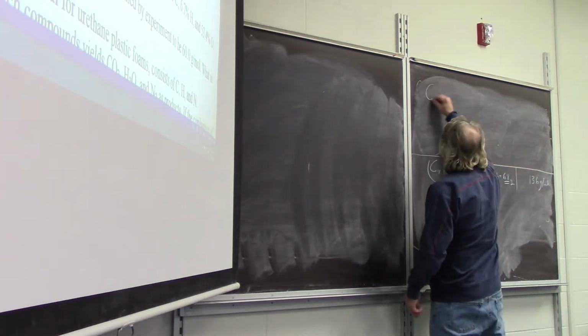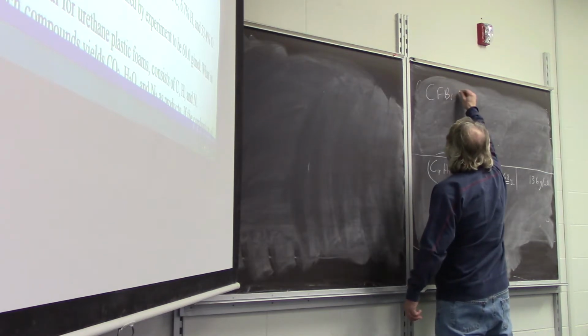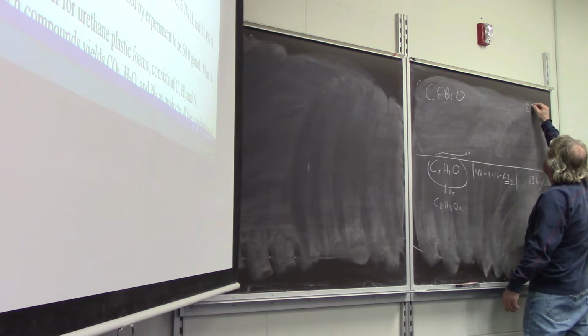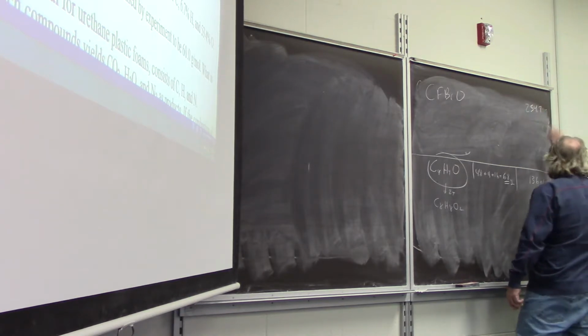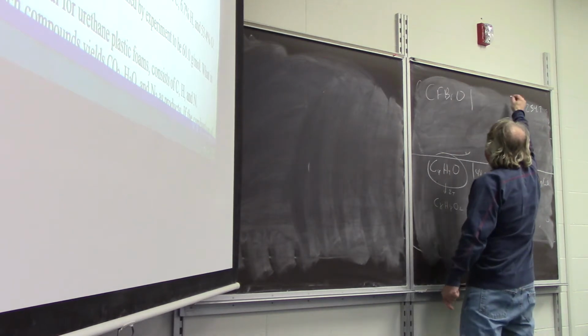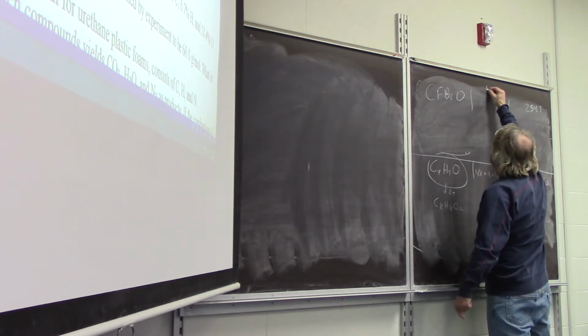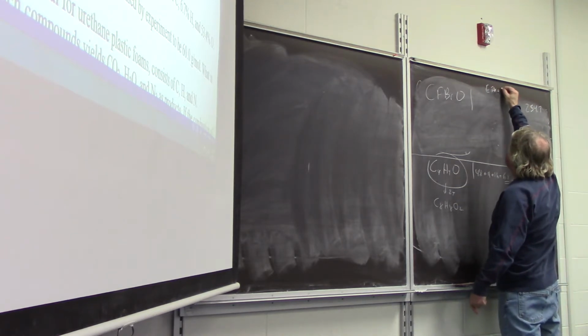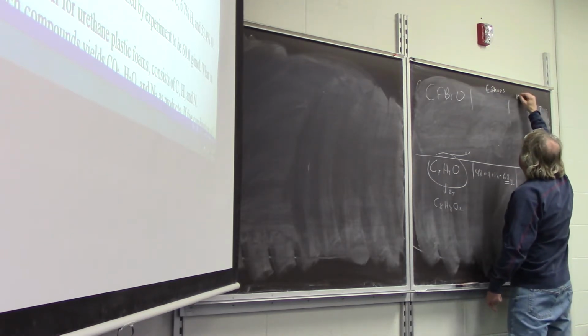All right, next from CFBRO and 254.7 grams per mole. So what is the empirical formula? Mass and molar mass.